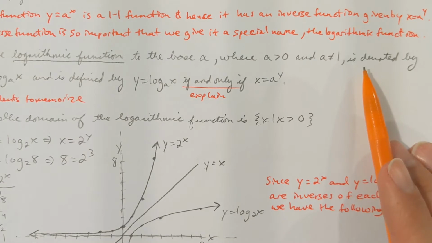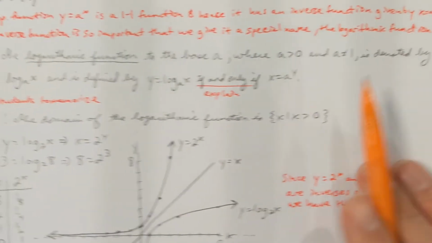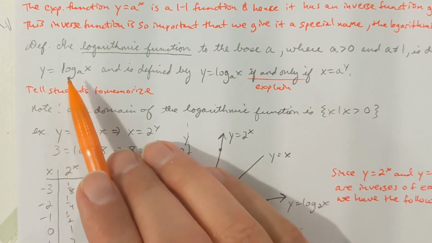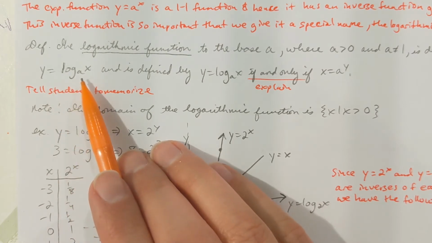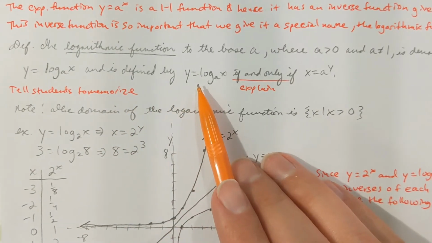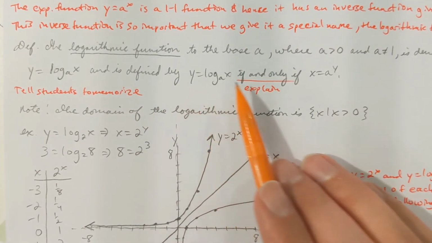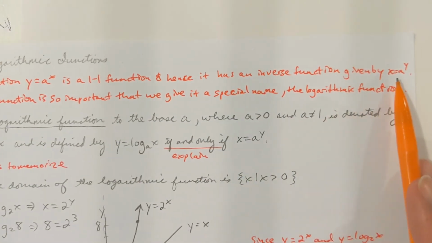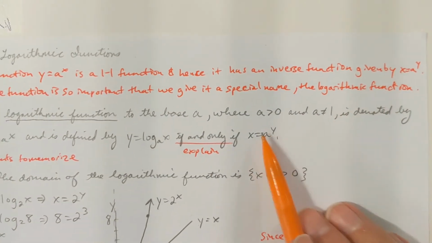But the logarithmic function to the base a is denoted by the equation y equals log base a of x, is how we read that, and is defined by y equals log base a of x if and only if this equation here, x equals a to the y, happens.